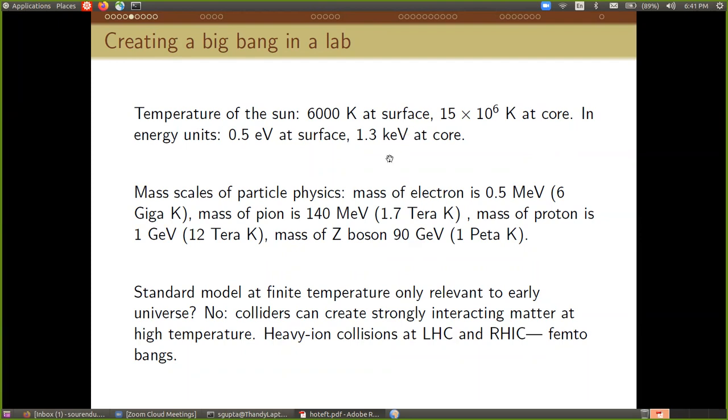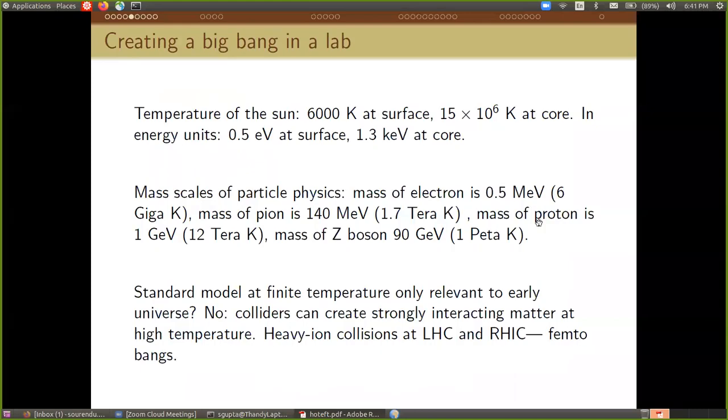Okay. So you might ask, is the standard model at finite temperature only relevant to the early universe? No, it turns out that's not true. You can use colliders to create this matter at high temperature. So heavy ion collisions at the LHC at CERN and RHIC at Brookhaven Lab create such conditions. And if we call the universe's origin a big bang, then you can call these collisions femtobangs. Okay, so you can either say that we are recreating the Big Bang in the lab, or you can say that these femtobangs that we are making in the lab create the same conditions as the Big Bang.